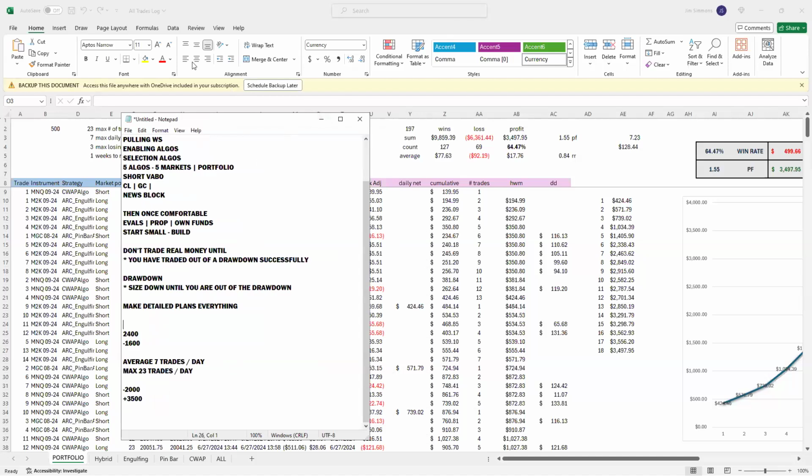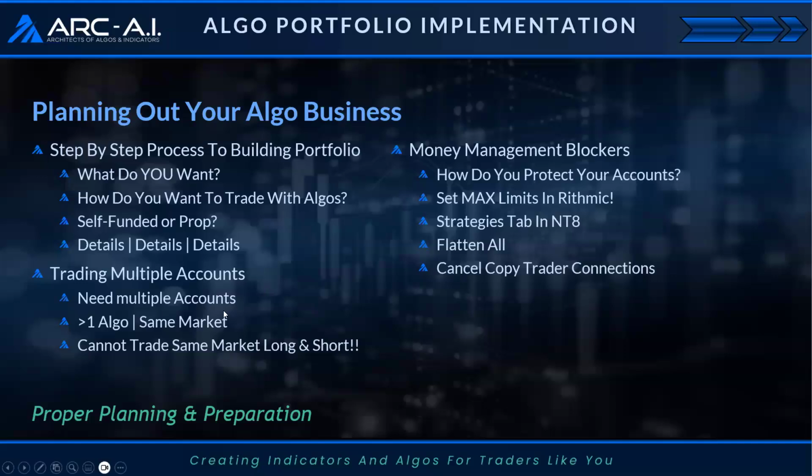Good stuff. So this is some of the planning. Let's go back to our sheet here. So, multiple accounts. Maybe you want to trade 2 algos on one account and the other 2 on the other account. You could do that. Maybe you want to trade all of the algos on one account and copy to 10 other accounts or whatever. Do it that way. You decide. You're the boss. You make your own rules. That's the beauty of trading.